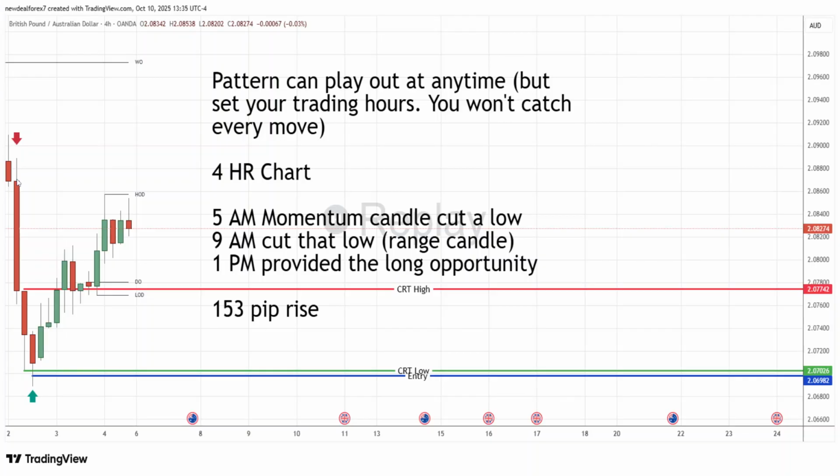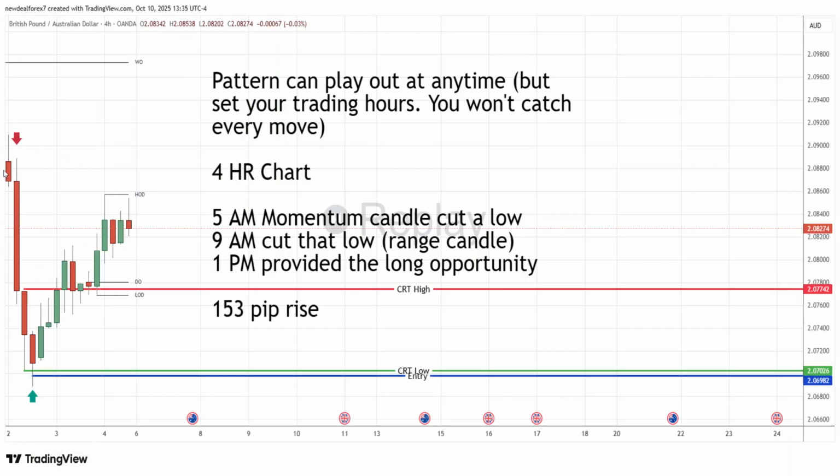You'll see here you got one strong close, number two. Number three is our range candle because we have two closes below. So here's the money candle right here where it created a new low and then retraced. And then boom, just a smooth ride to the upside. It actually broke out of the candle range, so that's awesome. And it went up 153 pips.